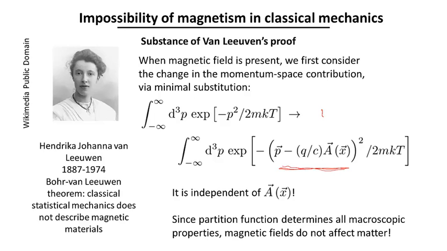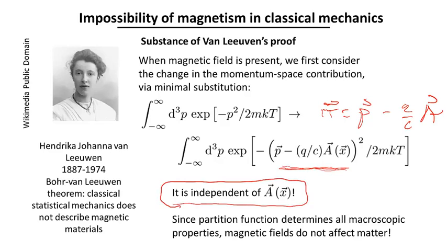Let's call it pi, equal p minus q over c A. Then you see that just shifts the origin, and so the origin of this object is displaced in space, but you're integrating over all space. So the integral is independent of the vector potential.